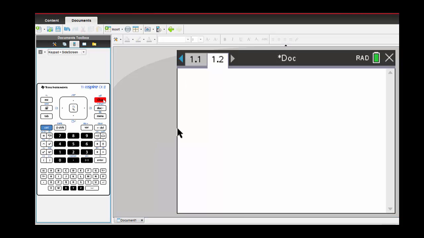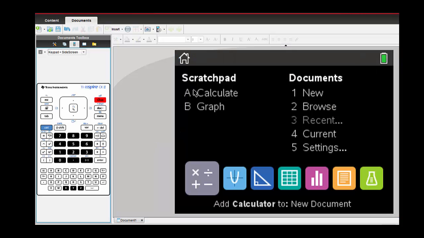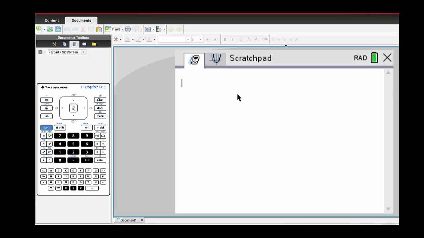The other option is you can go to the scratch pad and then calculate. Two ways, they both have the same functionality.